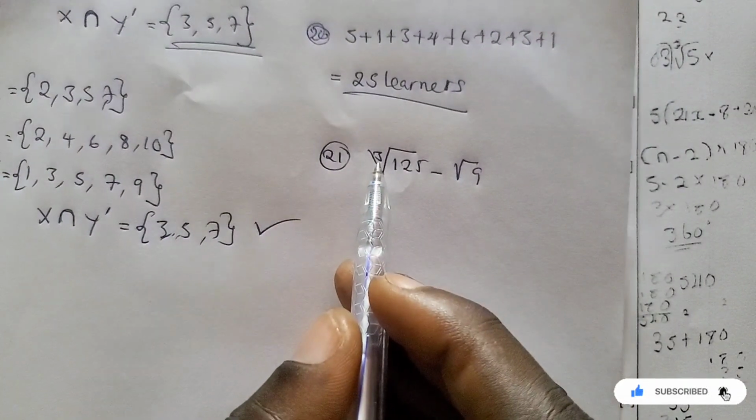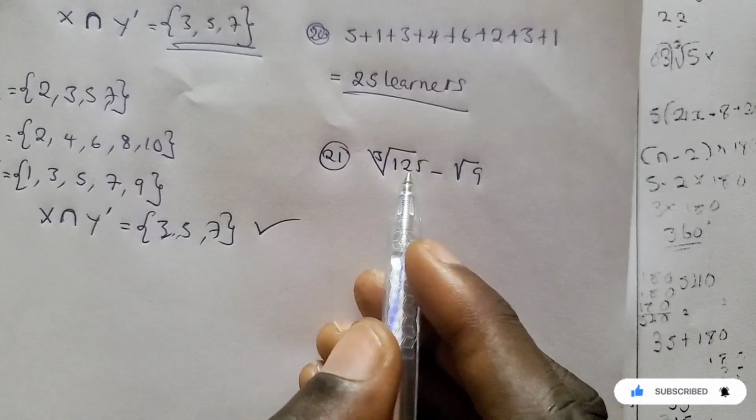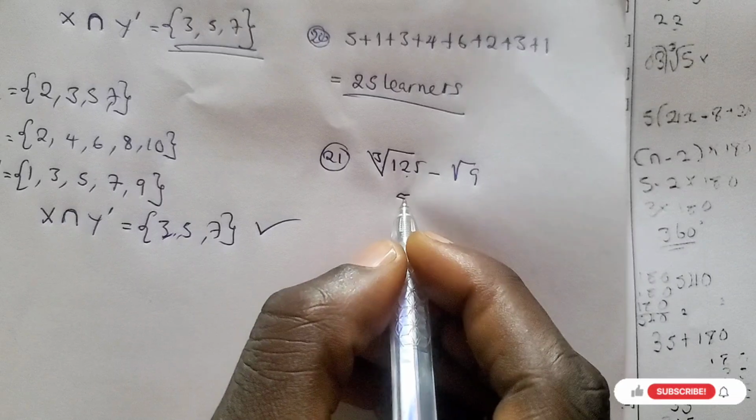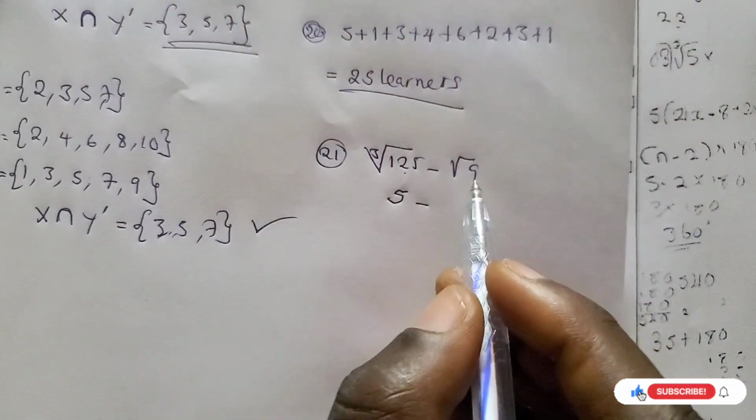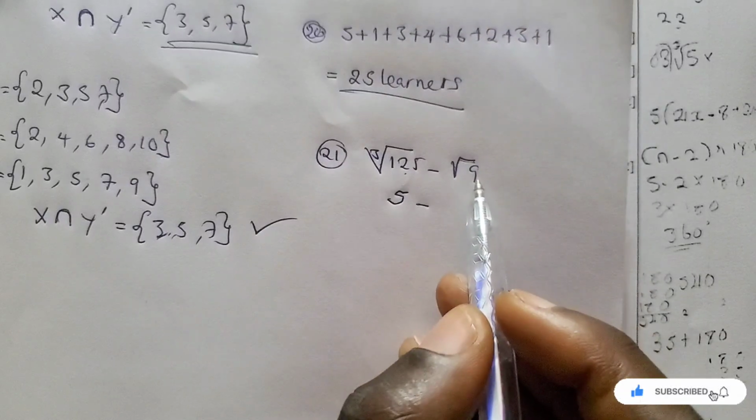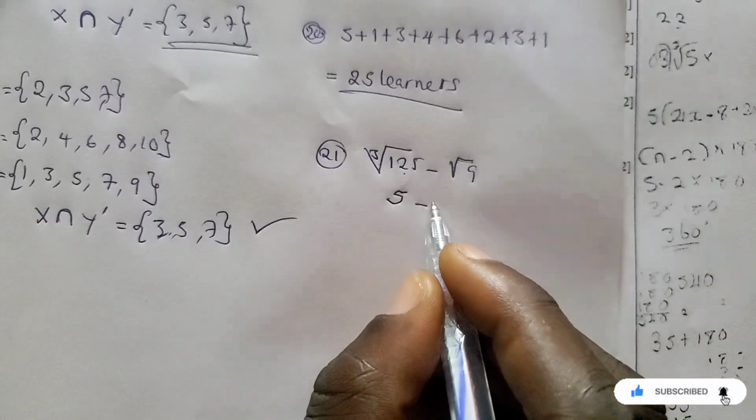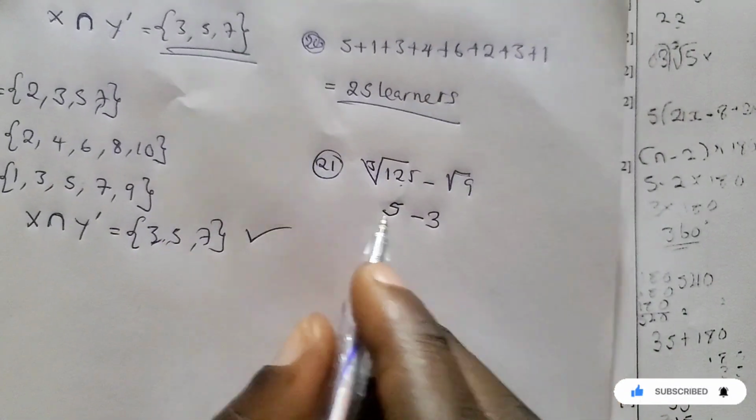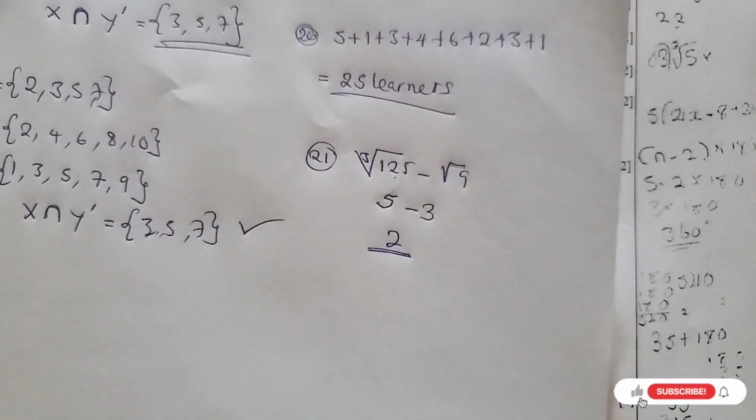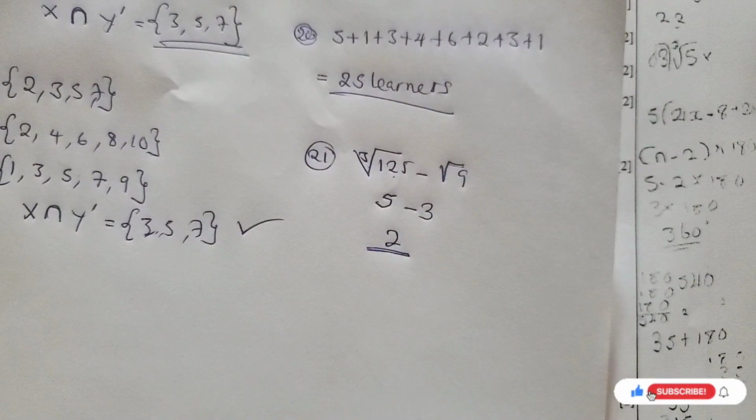You know, 4 to the power 3 is 64. 5 to the power 3 is what? 125. So the cube root of 125 is just 5. Minus the square root: the number which when you multiply itself twice should give you 9 is 3. Then you subtract, 5 minus 3. It is just 2. Guys, you are intelligent. You are wise. Can you go to the next question? Yes.